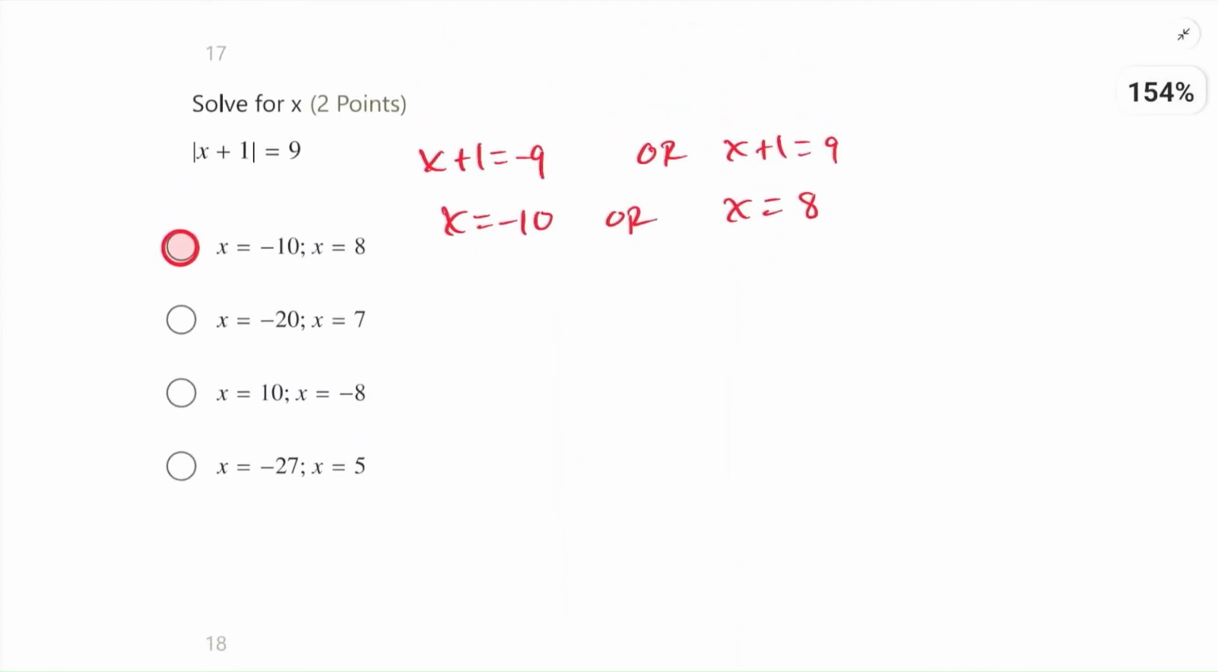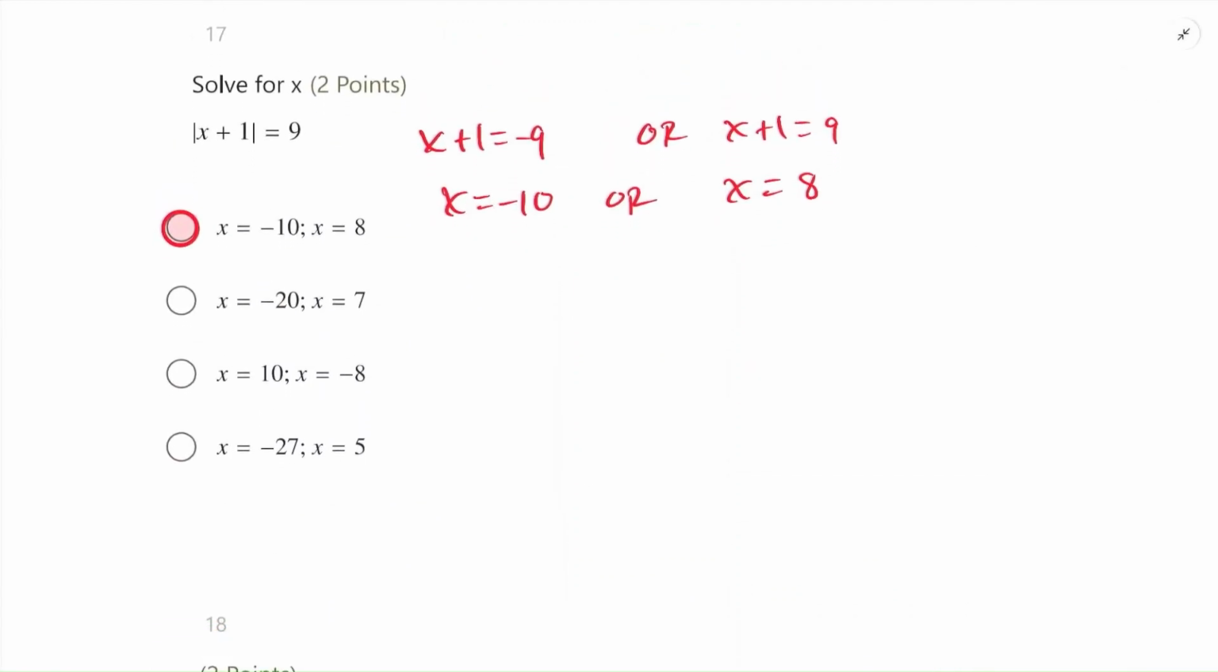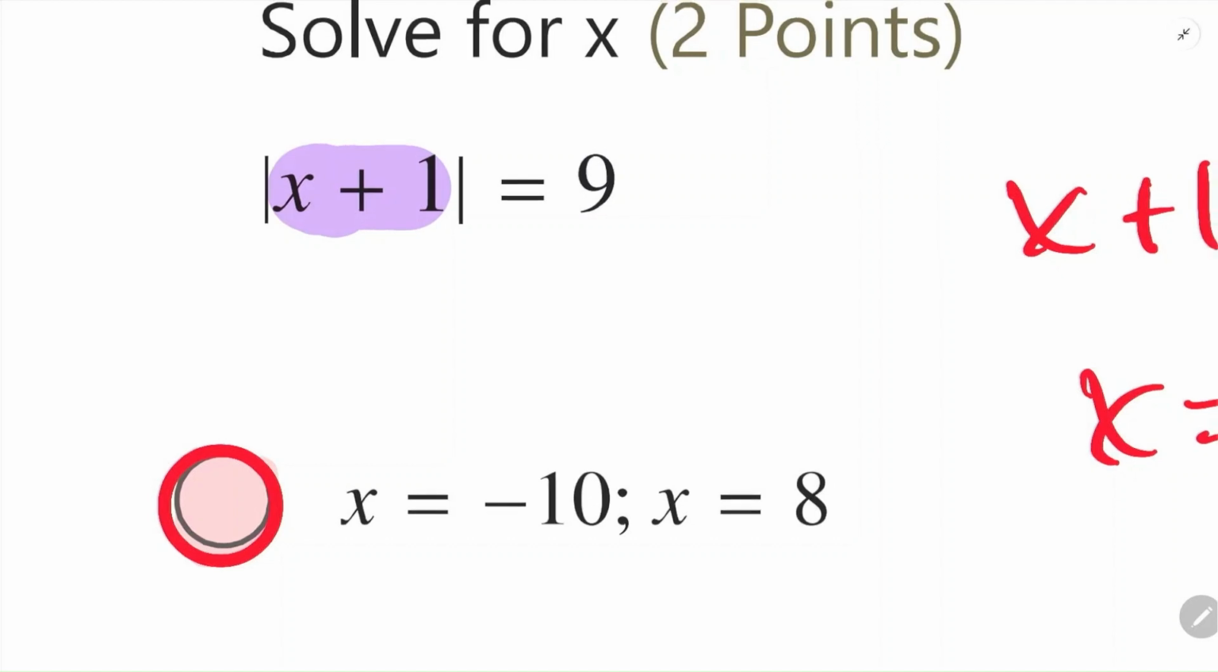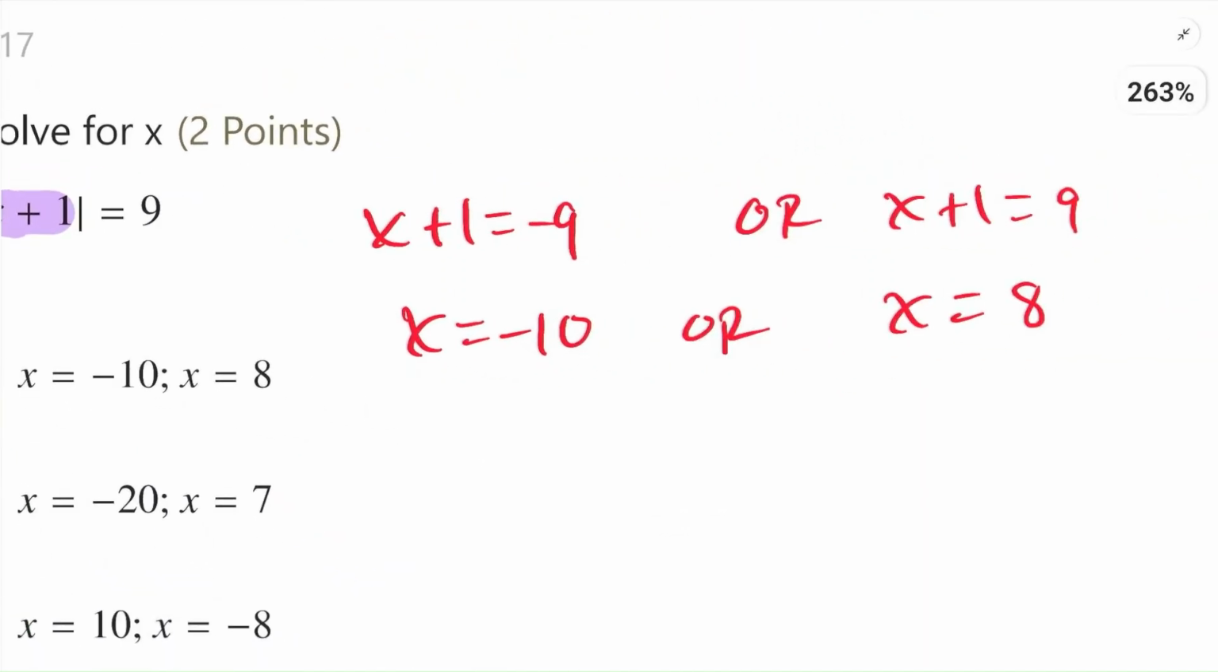Question 17 says solve for x, and as I solve this for x, there's two things, right? If I'm considering just inside of the inequality, there's two things that x plus 1 can be. That can either equal positive 9 or it can equal negative 9. And you can see I considered both.